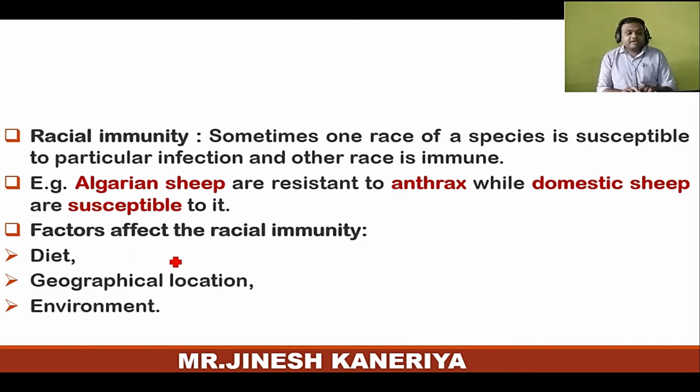One of the factors that can affect racial immunity is diet. Geographical location and the environment are responsible for the generation of racial immunity in the same species, according to the change in a particular region, diet or environmental factors.